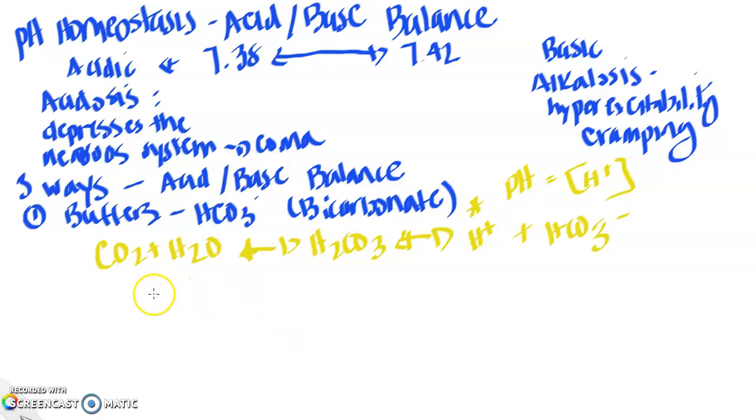The buffer system is super fast. It's immediate. It's the first thing that reacts if there's a pH problem. So it's very fast, but it is easily overwhelmed.